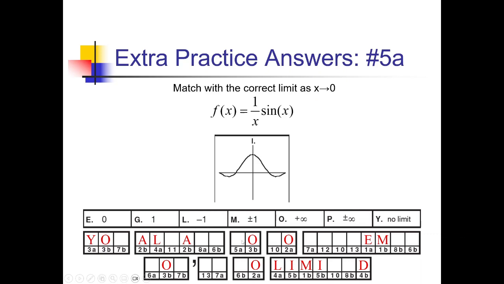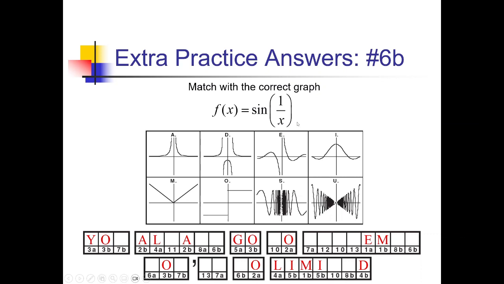So 5a, we've got 1 right here, and do we have another 5a kind of hanging around somewhere? It looks like we do not. So it's on to the next question. Next up, let's try out sine of 1 over x on the calculator.